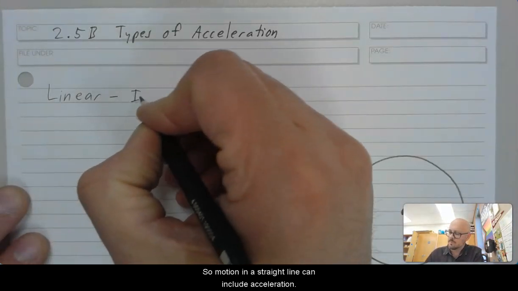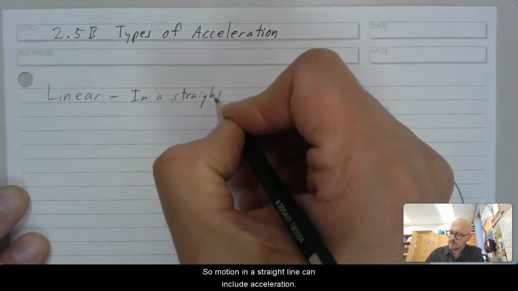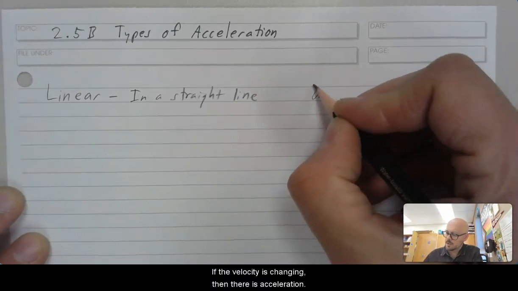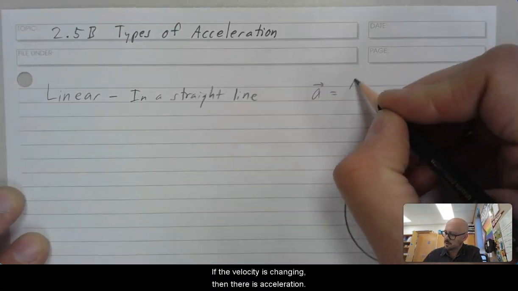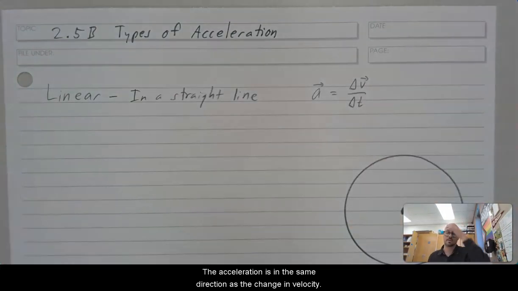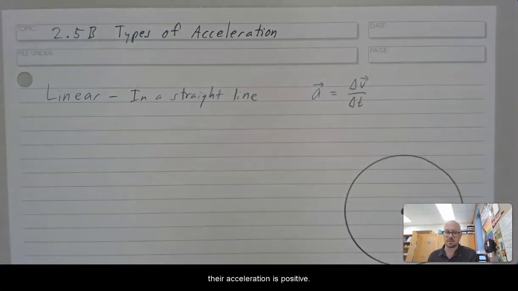So motion in a straight line can include acceleration. If the velocity is changing, then there is acceleration. The acceleration is in the same direction as the change in velocity. So if an object is moving forward and speeding up, then its velocity is getting more and more positive, and its acceleration is positive. And this can happen in any dimension, x, y, or z.